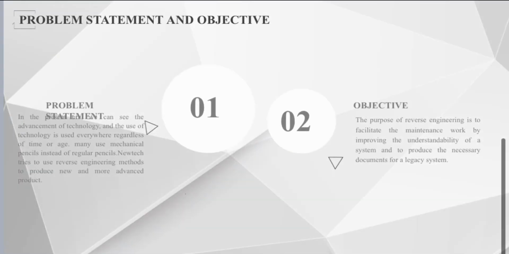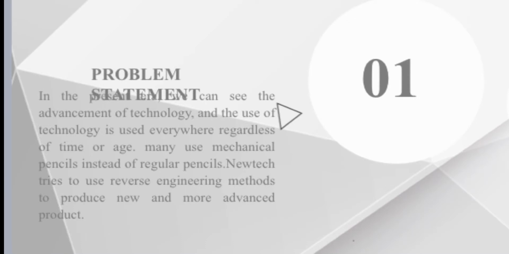Problem statement and objective. For the problem statement, in the present era, we can see the advancement of technology, and the use of technology is used everywhere regardless of time or age. Many use mechanical pencils instead of regular pencils. New Tech tries to use reverse engineering methods to produce new and more advanced products.